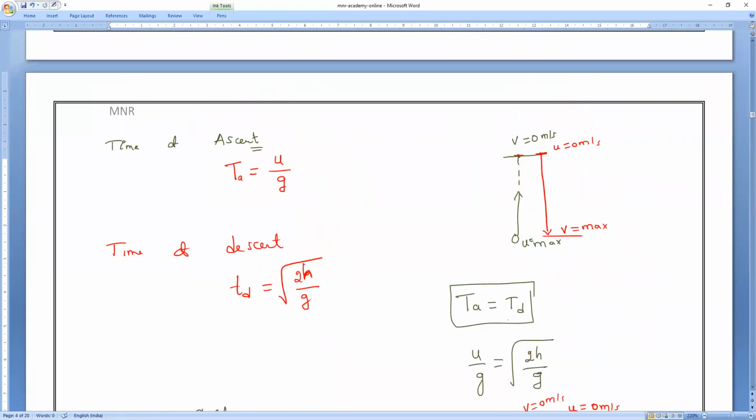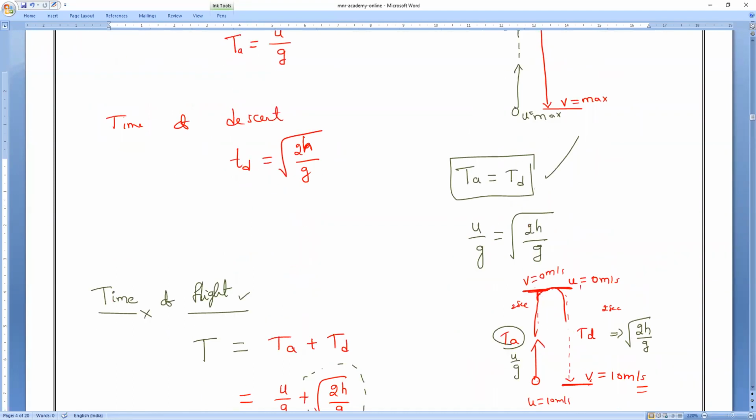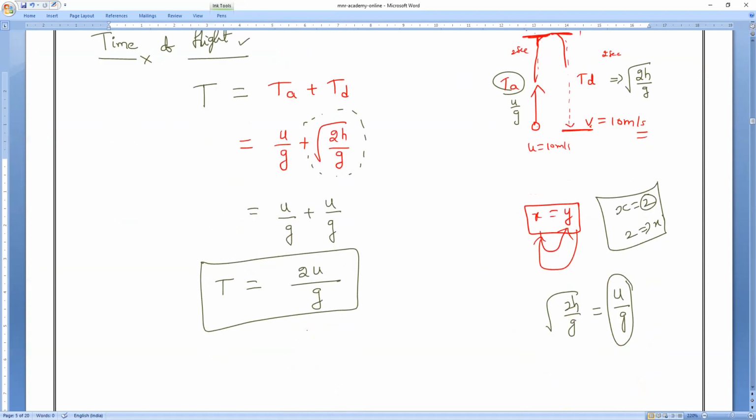Because, we know time of ascent is equal to time of descent, correct? It means time of ascent is u by g, and time of descent is root over 2h by g. So in place of this, I can write this one, right or wrong?